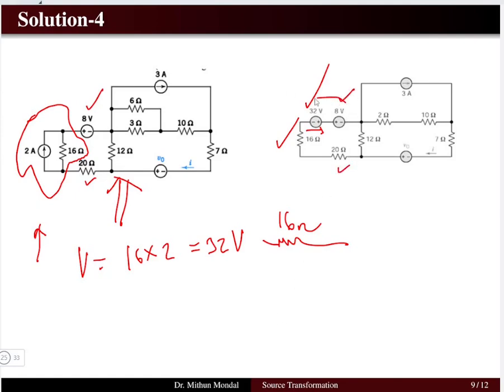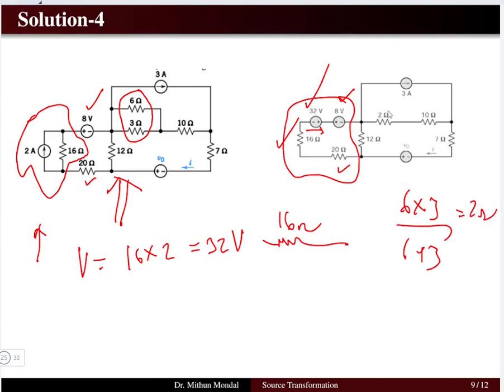Now this entire part we can reduce into a smaller format. If we observe the 6 ohm and 3 ohm resistors, which are in parallel, the equivalent is 6 multiplied by 3 divided by 6 plus 3, which gives us 2 ohms. So we will have a 2 ohm resistor in series with a 10 ohm resistor, where we have the 10 ohm resistor here, and there is a current source of 3 ampere flowing between this node and this node. We are not going to disturb this part of the network. We'll keep it as it is.